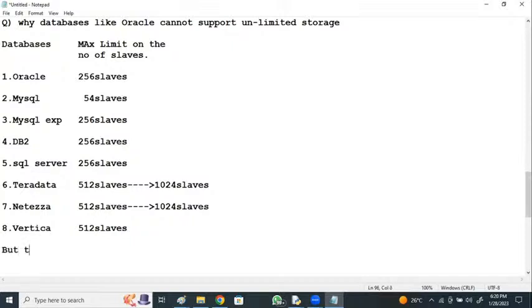But there is no limit on the number of slaves that Hadoop can have. Unlimited number of slaves.